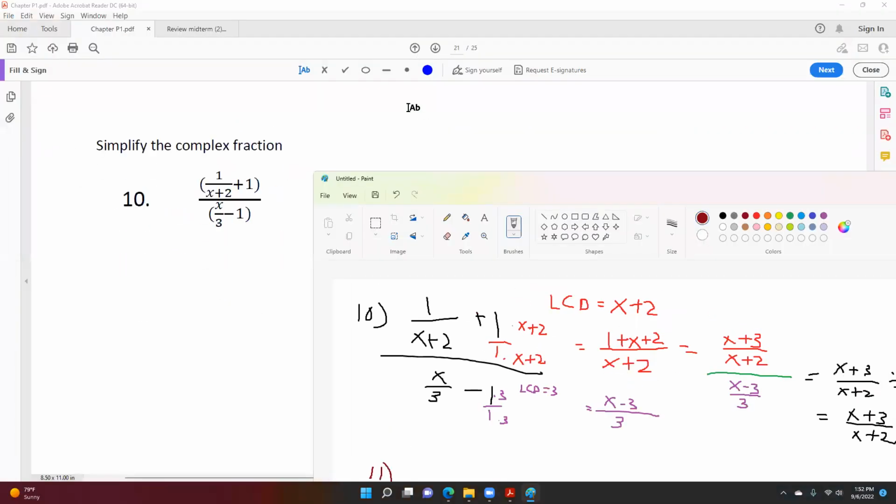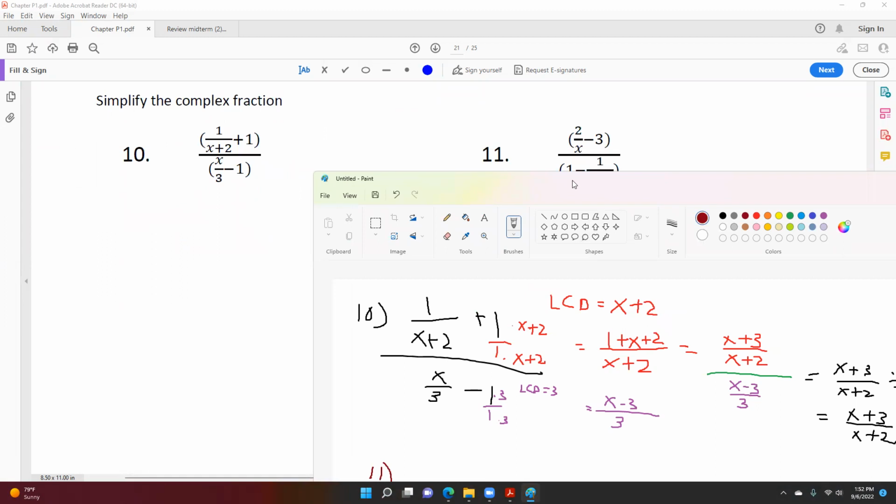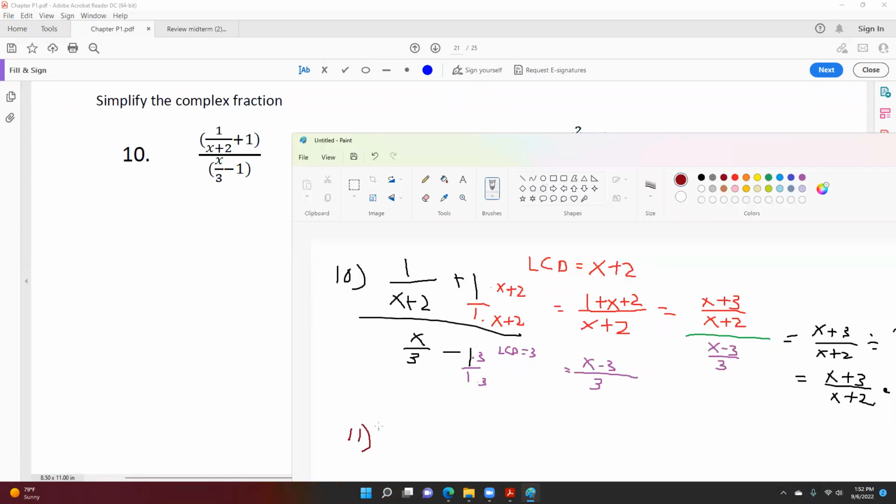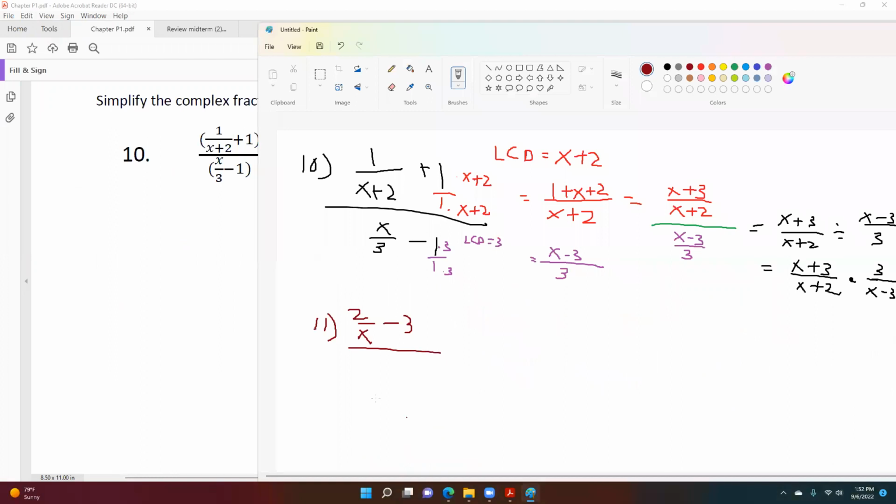We got one more example here. 2 over x minus 3, divided by 1 minus 1 over x minus 1. Again, this is from your notes, so we'll do this together.